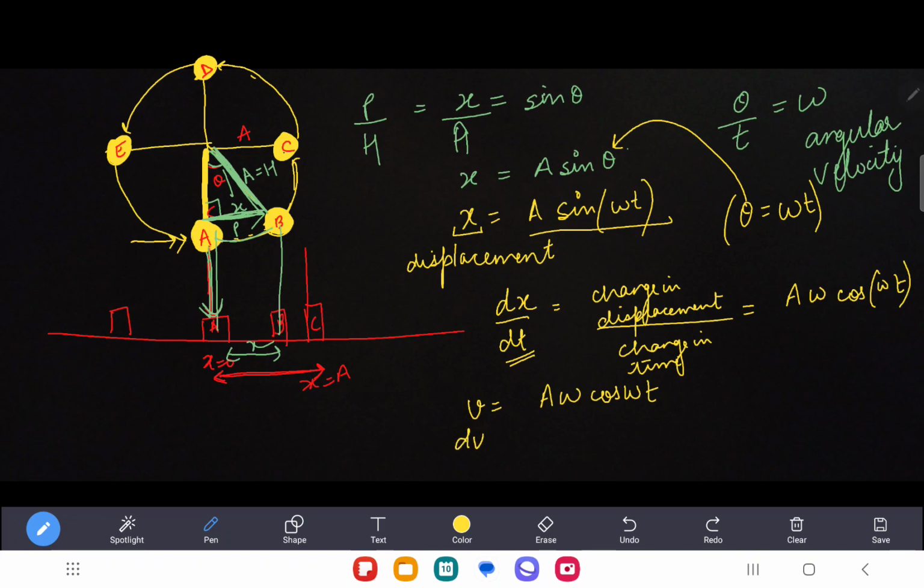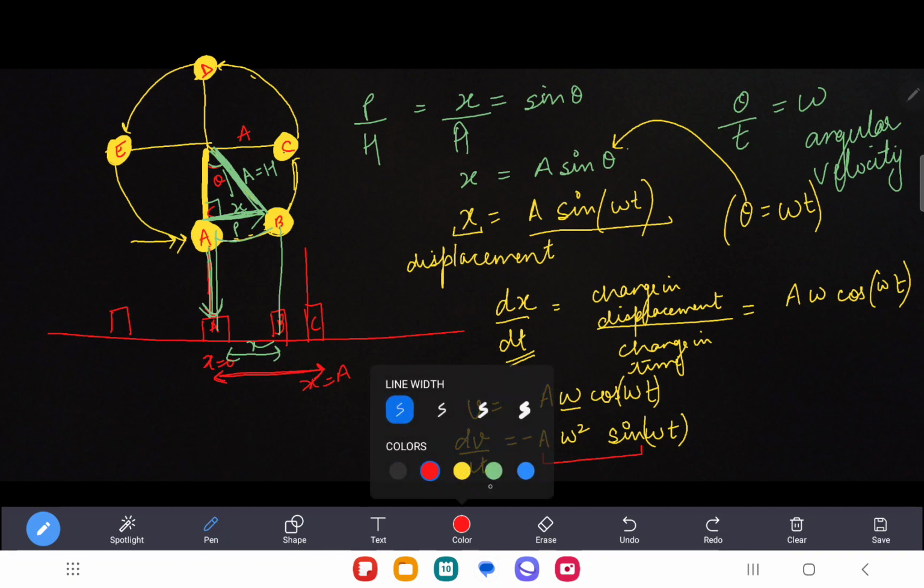And now the change in velocity, dv by dt, that shall be what? That shall be negative A omega, because the differentiation of cos omega t is minus sine omega t, and omega t's differentiation is omega again. One omega is already there, so omega becomes square. A omega square sine omega t. And what is A sine omega t? A sine omega t is x.